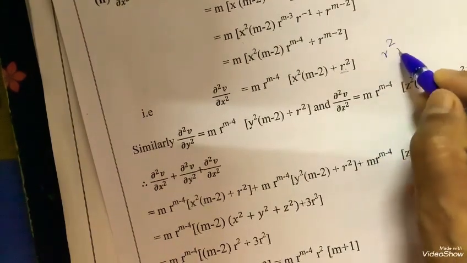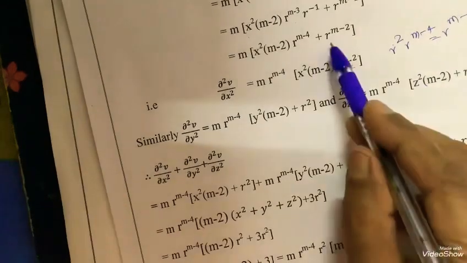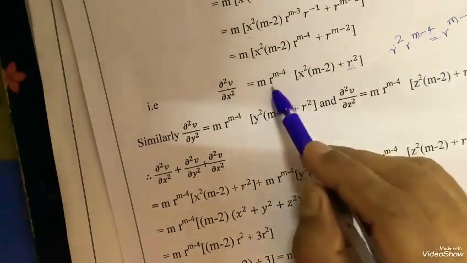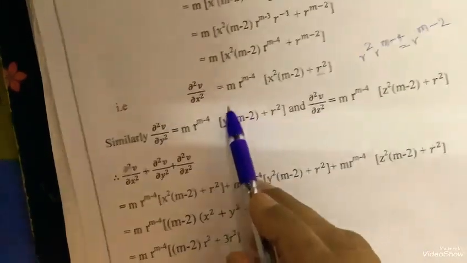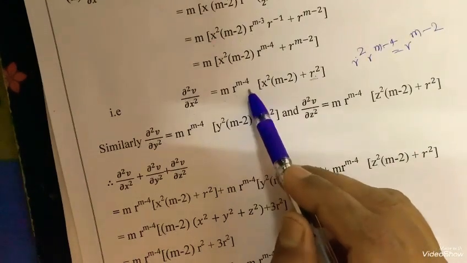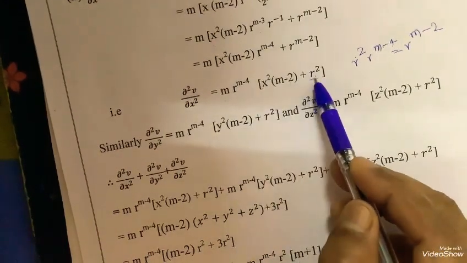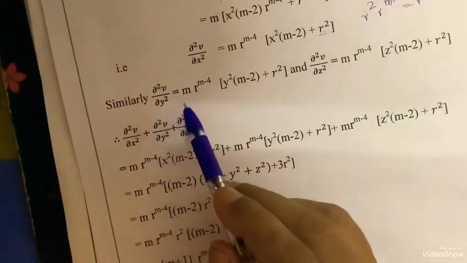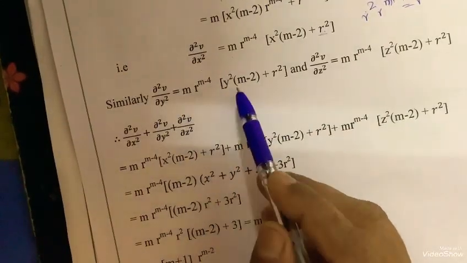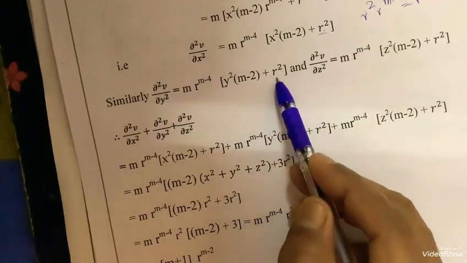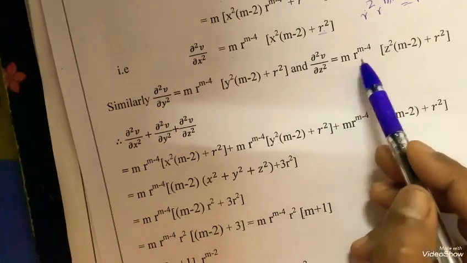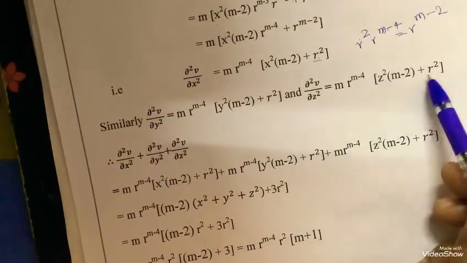That's why r² is remaining, because r² into r^(m-4) is r^(m-4+2), which is r^(m-2). This is taken outside, meaning r² is remaining here. Therefore, you got ∂²V/∂x² is m into r^(m-4) [x²(m-2) + r²]. Similarly, ∂²V/∂y² is m into r^(m-4) [y²(m-2) + r²], and ∂²V/∂z² is m into r^(m-4) [z²(m-2) + r²].